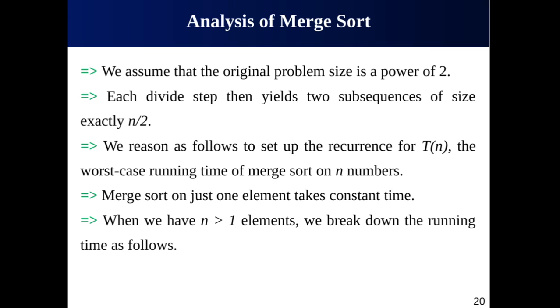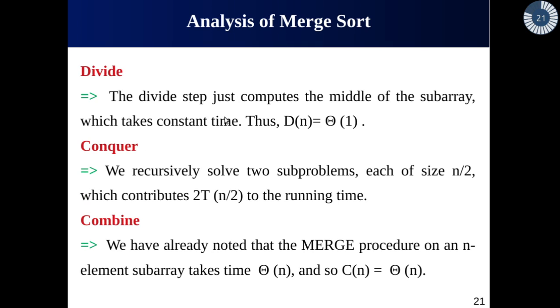So merge sort on just one single element will take constant time, as we just saw, and that is theta 1. But when n is greater than one element, once n is larger, then we have to break down the running time of the algorithm. How will we do that? We need to follow the 3 step approach.